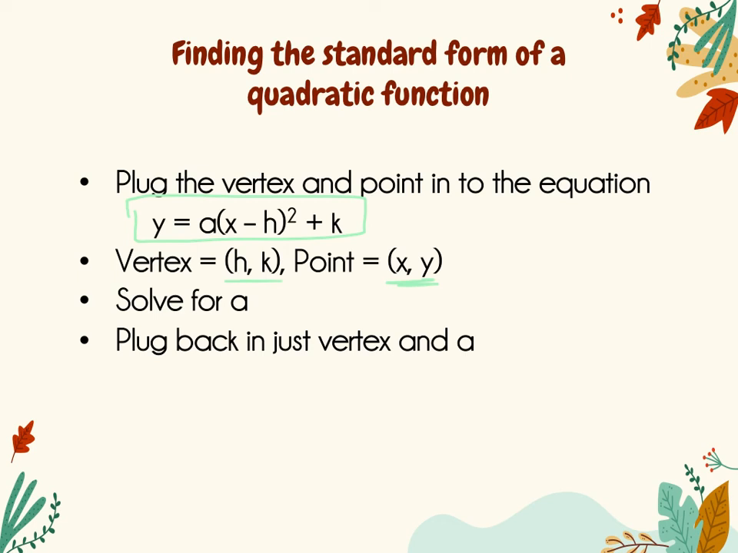I will have all numbers except for one variable, which is a. I'm going to solve for a, and then I'm going to plug back in just the h, the k, and the a. Meaning, x and y will be part of my equation. So my answer would say y equals, there will be a number here, x minus, there will be a number here, squared, plus there will be a number here. So the x and the y will stay as x and y, and then everything else will have a value in its place.